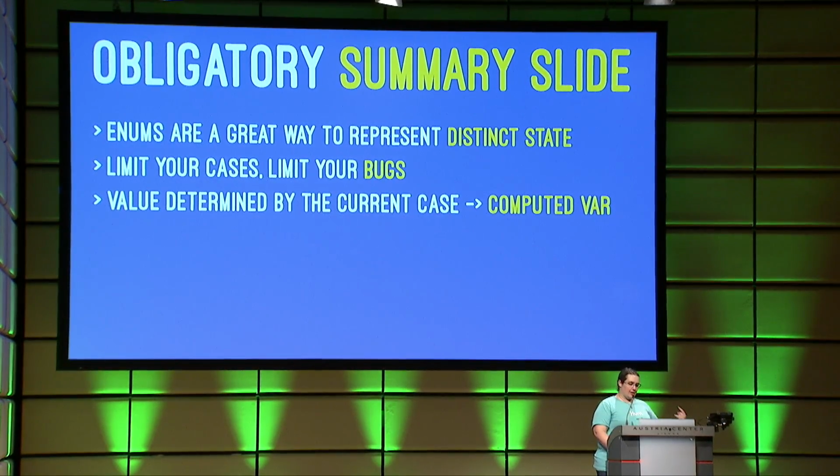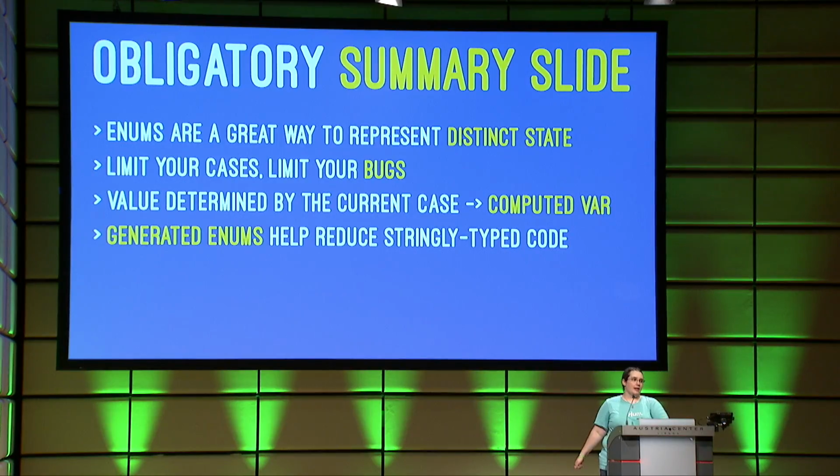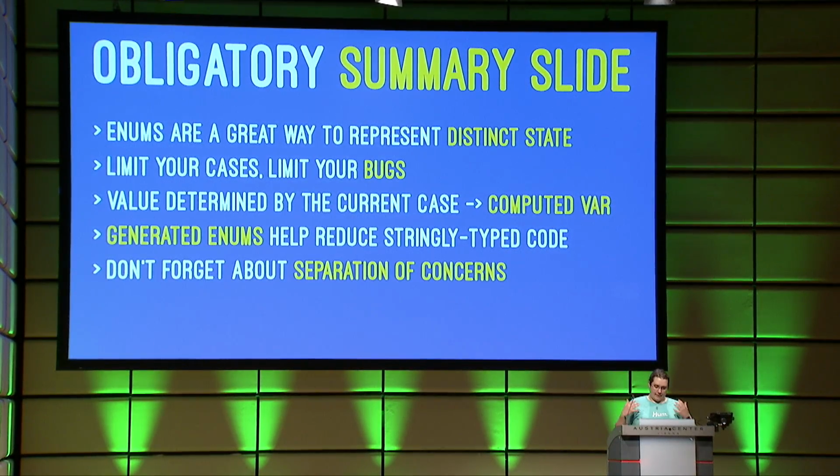A value that's determined by the current case is a computed variable, but don't go too nuts on that. Just make sure that you're thinking rationally about what is actually related to the current case and what is not. Generated enums: get rid of stringly typed code. It's terrible. It breaks all the time. I hate it. I've broken so many things with it, and that's why I hate it so much. And finally, again, don't forget about separation of concerns. That is the key to using this without abusing it.